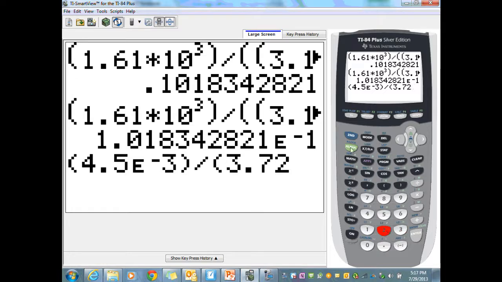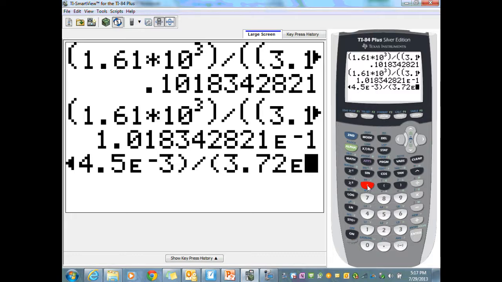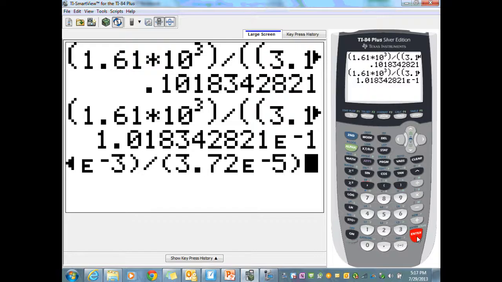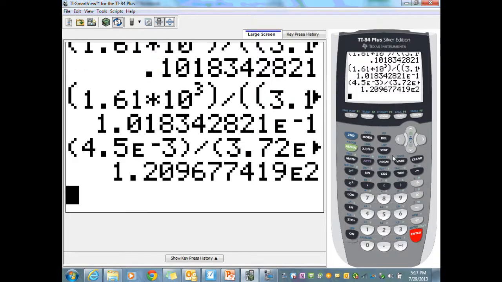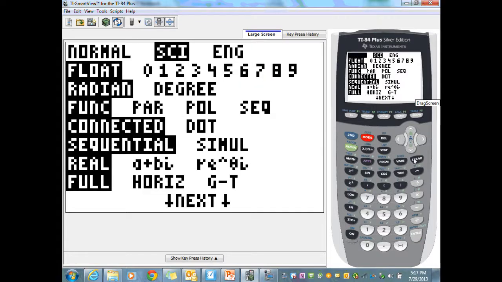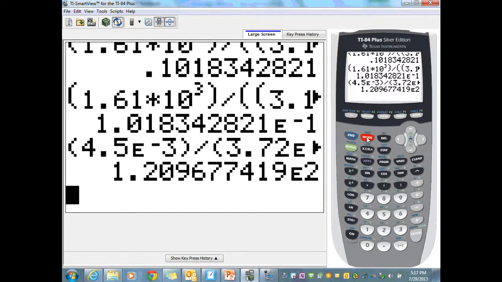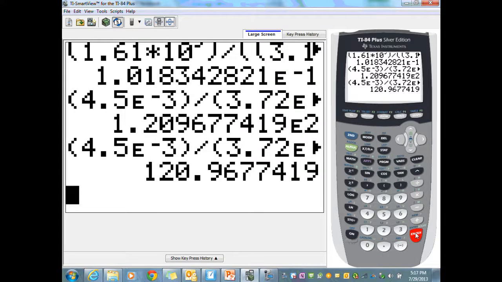Once again, the shortcut notation is do second, comma, it brings the E, and we want to the power of negative 5. So negative 5, close parentheses, press enter. Now, right now we're in scientific notation, so the answer came out to be 1.2 times e to the positive 2. But if we want to get out of that mode, we can go back to normal by pressing enter, and then get out of the mode by doing second mode or quit. So now if you press enter again, you will get the answer without the scientific notation.